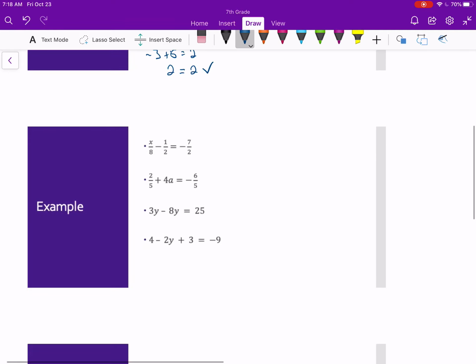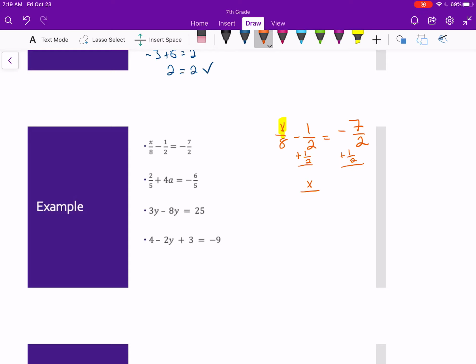So let's go through some examples. Let's look at this first one. x over 8 minus 1/2 equals negative 7/2. So we don't have to distribute, and we don't have to combine like terms. So we want to find x. So we're going to add the 1/2 first. So add 1/2, add 1/2.